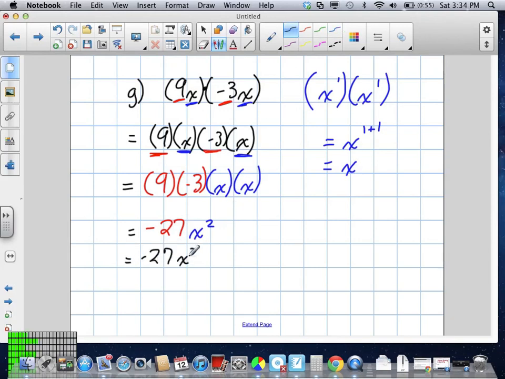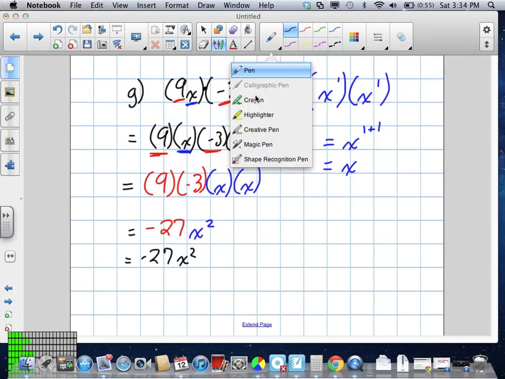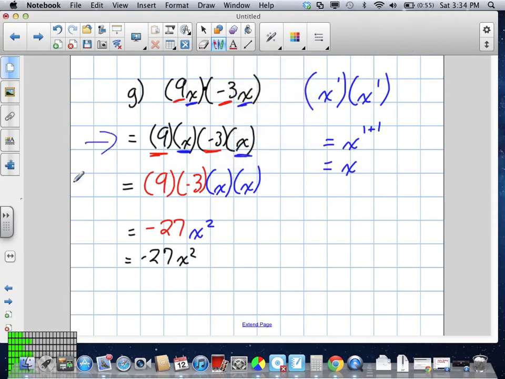x squared. Now, you definitely do not need to do the number of steps I did here, where I did this one, and this one, and this one, and this one. After a bit of practice, you're going to go from here right to here very quickly, okay? But that's technically everything we do. We just do a lot of it in our minds, okay?